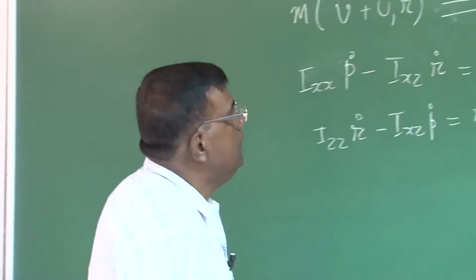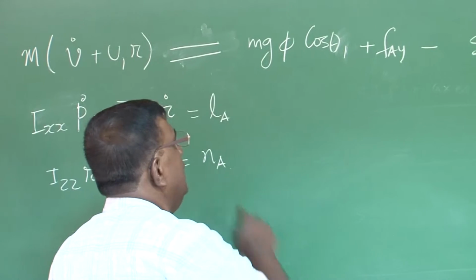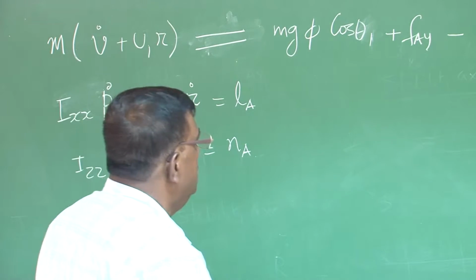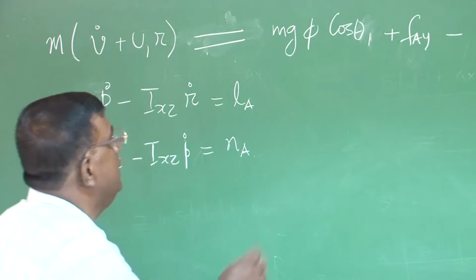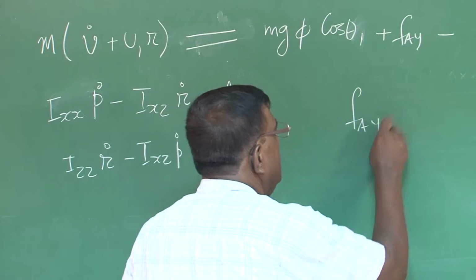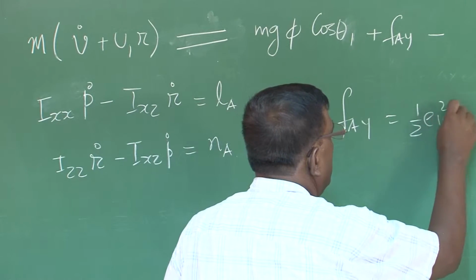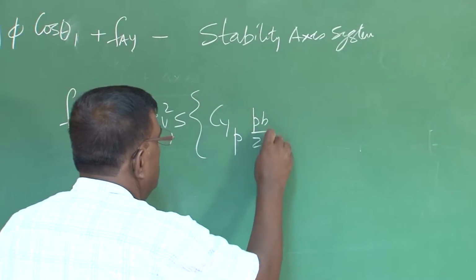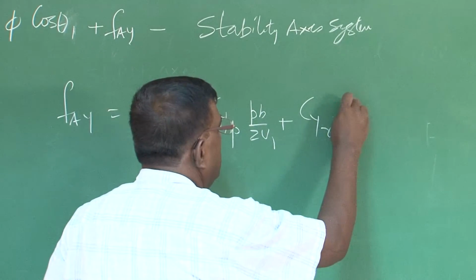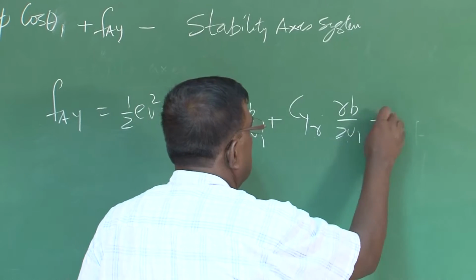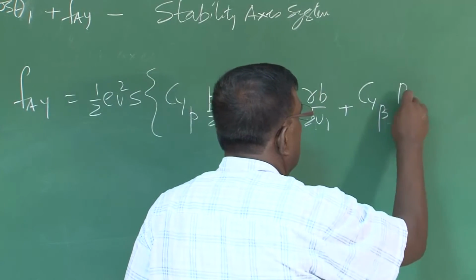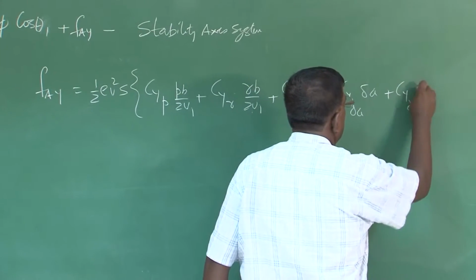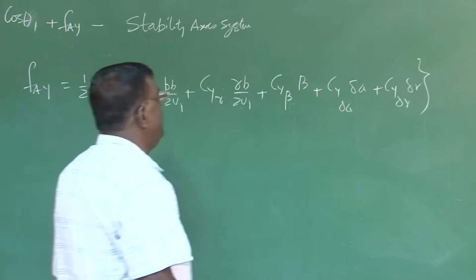Now what was done? Remember, this is FAY, LA and NA, they are to be expanded in terms of motion variables and control variables, and we have already seen that this can be written as, say, FAY equals half rho V square S into CYP into Pb by 2U1, plus CYR into Rb by 2U1, CY beta into beta, CY delta A into delta A, plus CY delta R into delta R. We have seen how to write this.